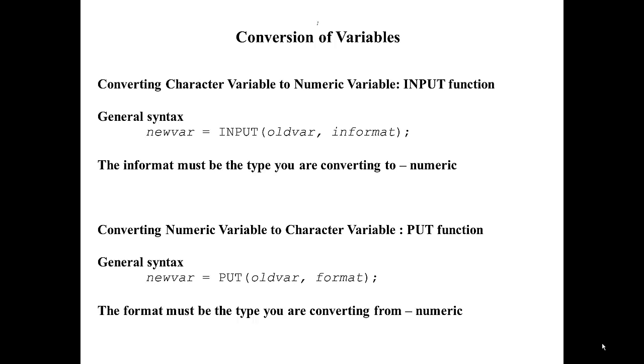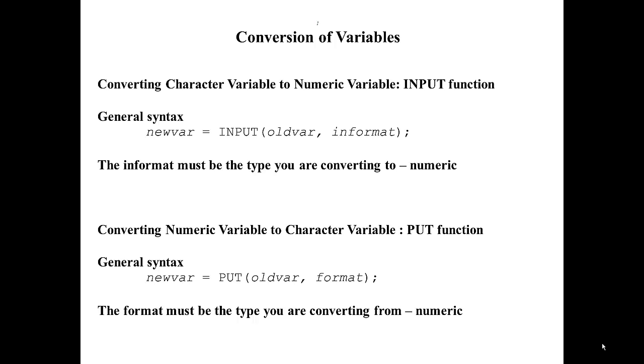Let's say you have a situation where you want to convert a variable that is a character string to a numeric variable. You can use the input function to do that. A situation where you would need to do that is, let's say that someone inputted a date as a character string. If a date is input as a character string, then SAS is not going to automatically convert it to a SAS numeric value. And so we need a way to convert that character string to a number. The general syntax is that you take a new var, equal, and you're going to use the input function. Within the parentheses, you're going to have your old variable and then an informat. The informat must be the type you are converting to, which is in this example numeric. And we are going to look at an example of this in the demonstration video.